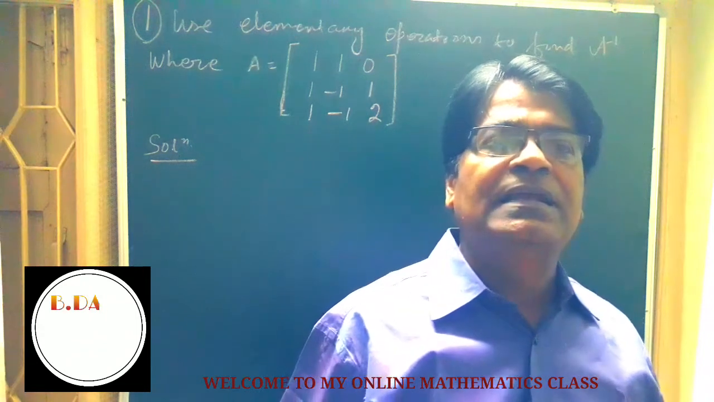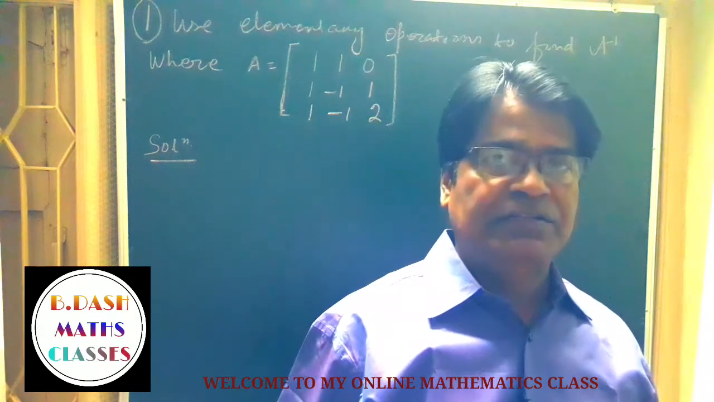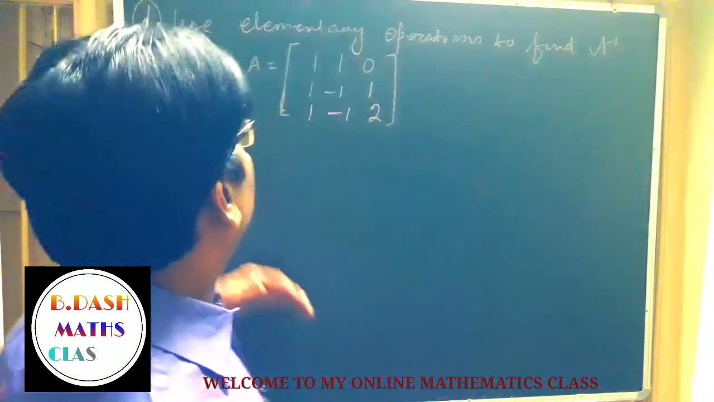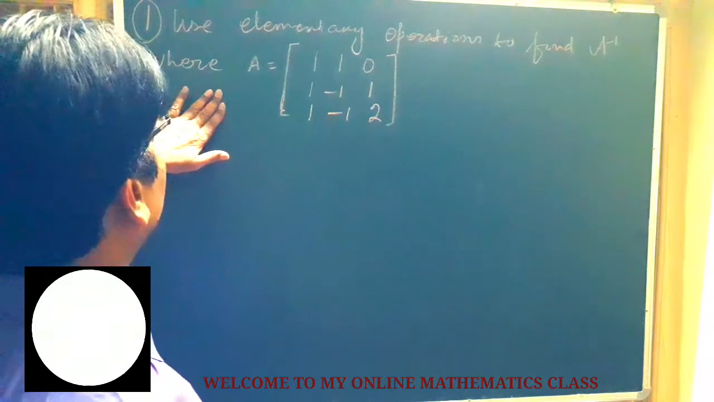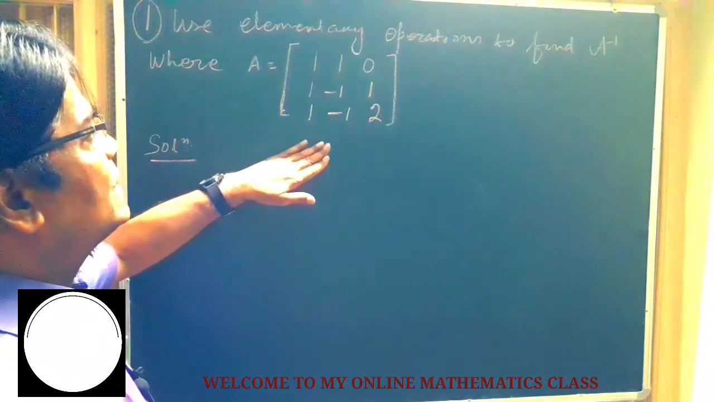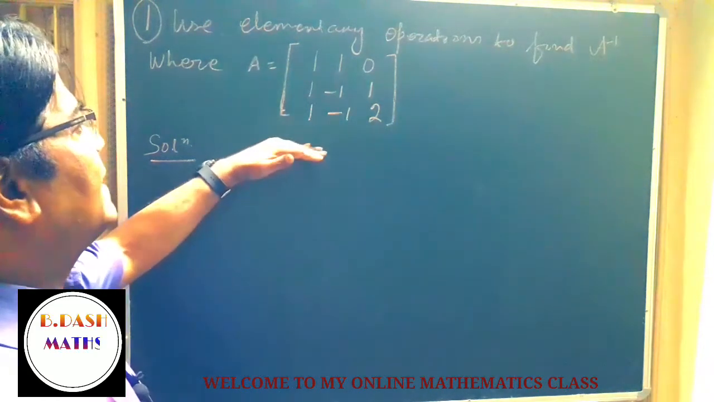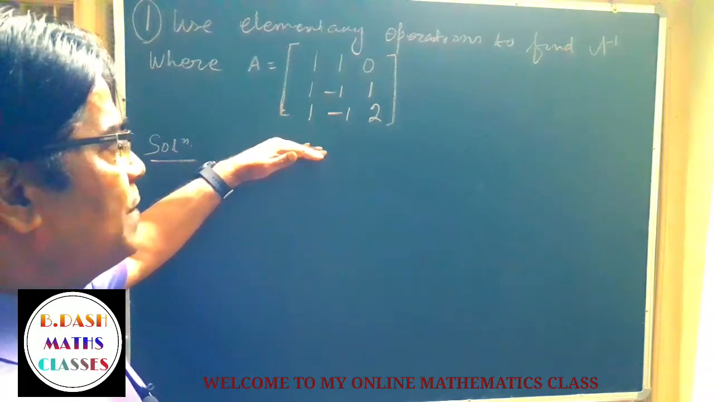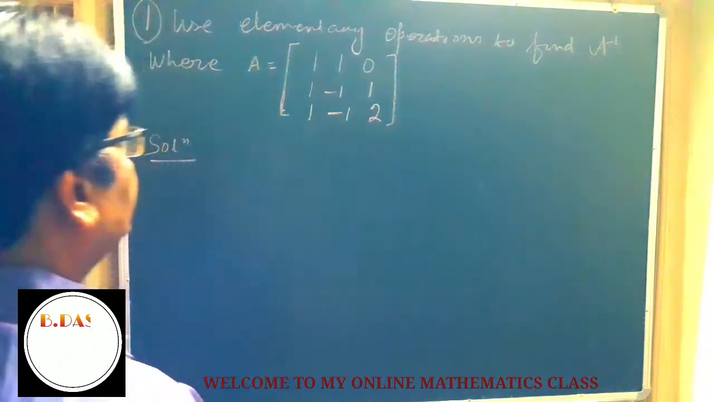In this class, I am going to find the inverse of a matrix. So let us start the problem. Use elementary operations to find the inverse where A is equal to [1, 1, 0; 1, -1, 1; 1, -1, 2]. So here this matrix is given to us. We have to find the inverse of this matrix.